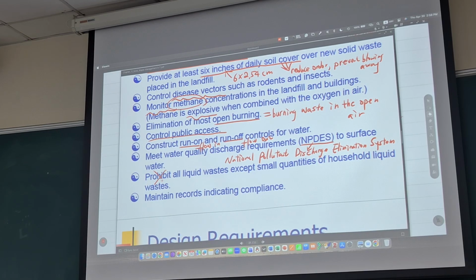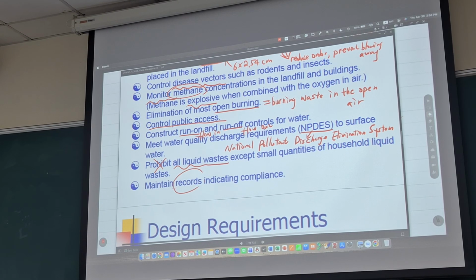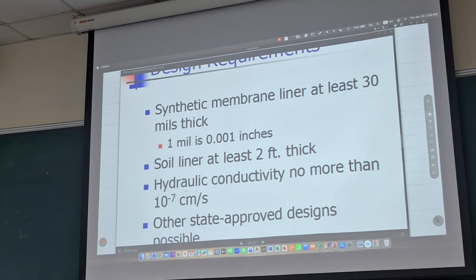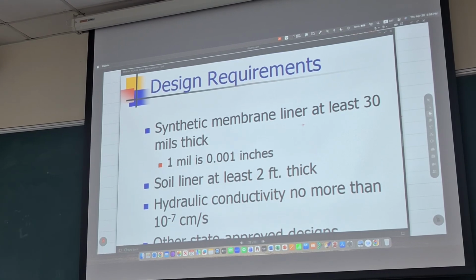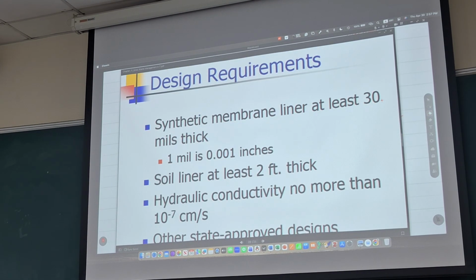And try to prohibit all liquid waste, because landfill is normally for solid waste, right? But you say that it will eventually generate leachate. Yes, we know that, but we still want to prevent liquid waste, okay? And you need to keep the records. So in the next slides, we're going to tell you how to design a leachate system. This is going to be question number 5 in our assignment 2.